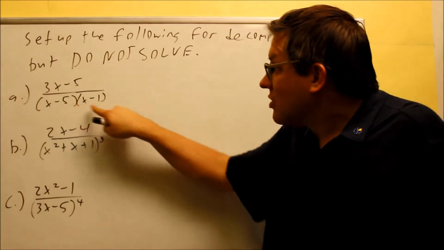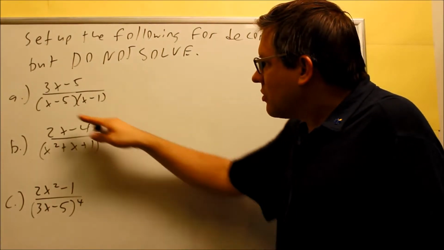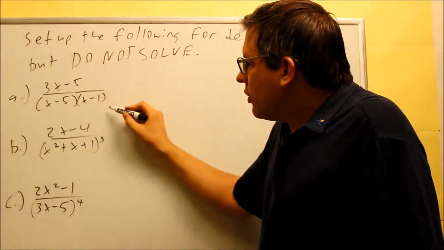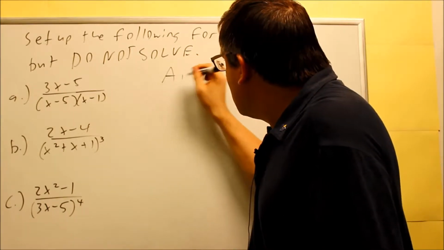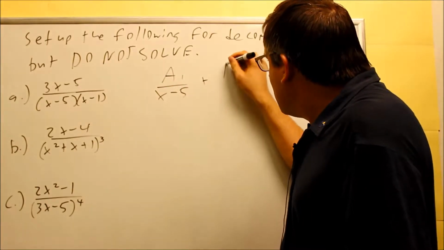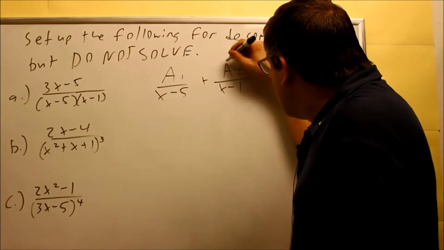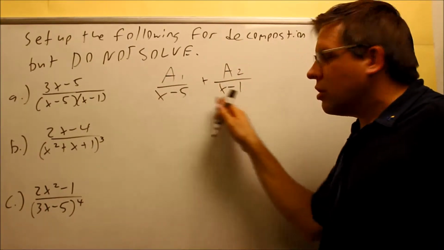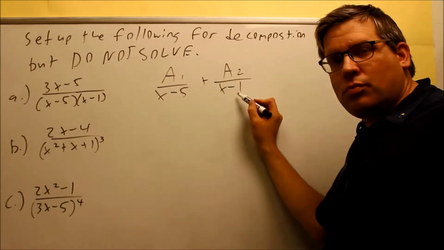So this one has some linear factors underneath. In this case, we want to use rule number 1. Rule number 1 says that we start with a1 over the first linear factor, and then we have a2 over the second linear factor, x minus 1. That's going to be your setup. We have a1 over x minus 5 and a2 over x minus 1.